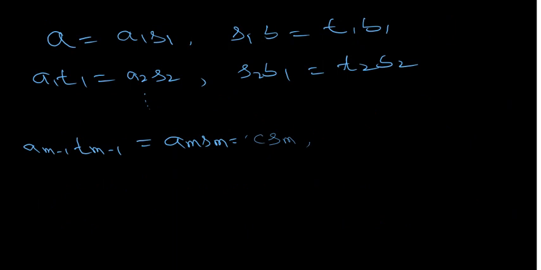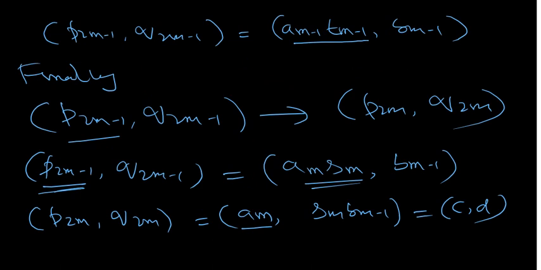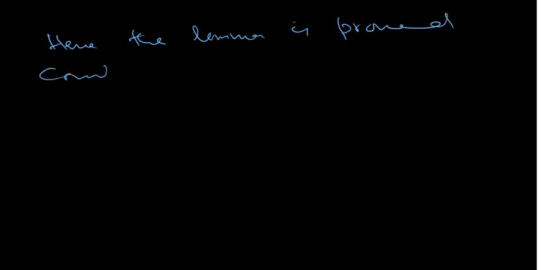Then finally I have to see this SM BM-1. It must be equal to D, or you can also verify SM BM-1 is equal to T. So these are the set of equations, and thus we have proved this lemma. Hence the lemma is proved completely. So this was the proof of this lemma.